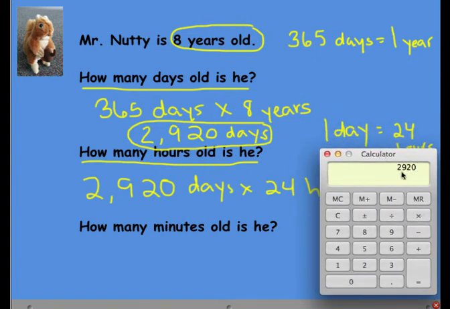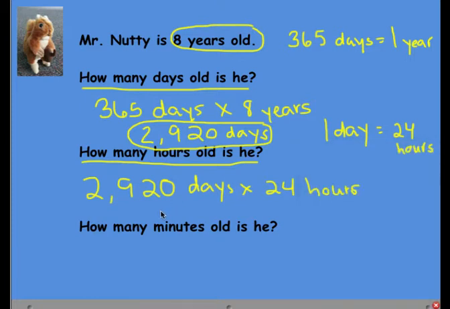That's awesome. So 2,920 days times 24 hours means that Mr. Nutty is, oh my goodness, 70,080 hours old. Notice I didn't say anything with the 0 in the hundreds place here. 70,000, imagine there's a little comma there. The calculator doesn't put it in, at least this one doesn't. 70,080 hours old. Okay, we're not done yet though.